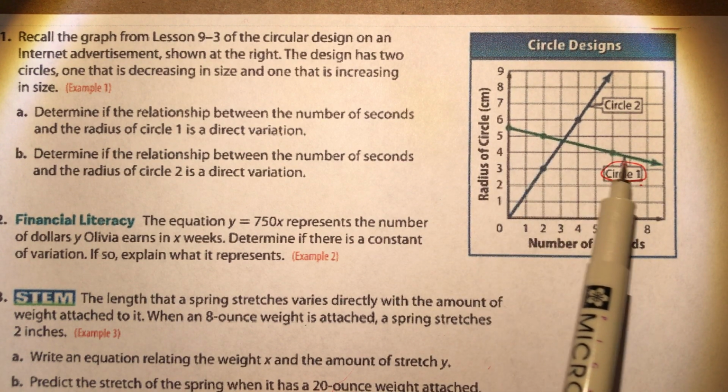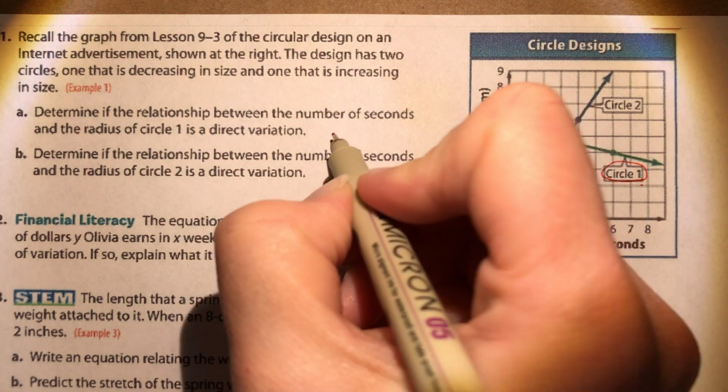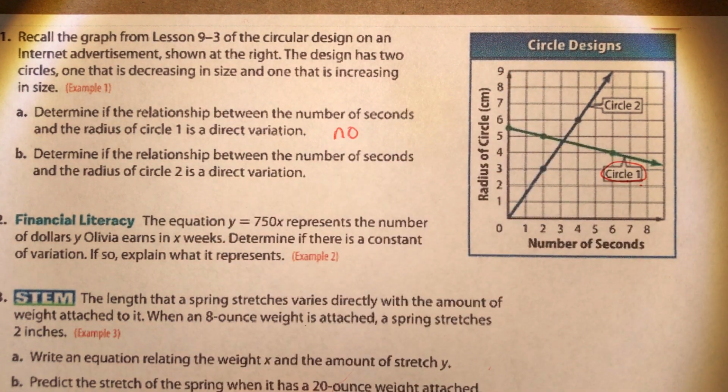It's this line. So the directions in our notes said, to tell if a graph has direct variation, the line has to be straight and go through the origin. And it is a straight line, but it does not go through the origin. So therefore, this answer would be no.